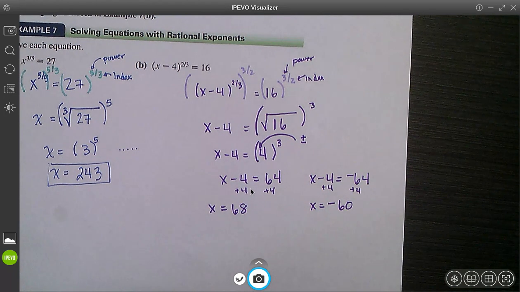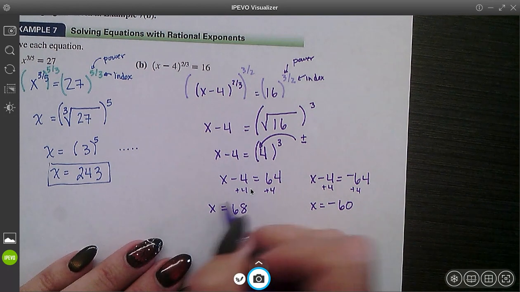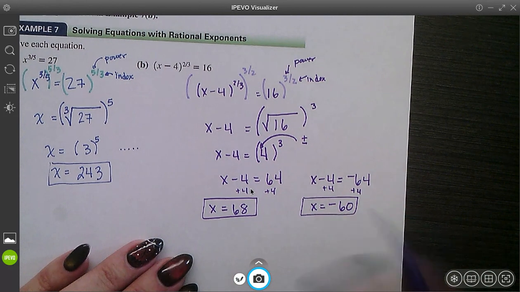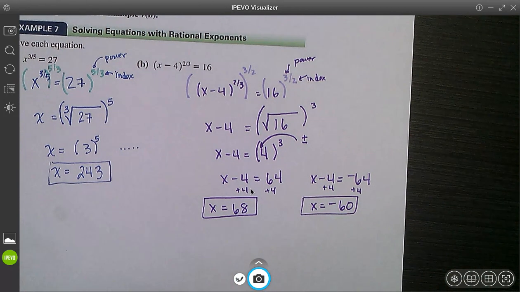I don't see a reason why we should have to check this because we didn't raise it to an even index. So I think we can just call this one good and have our two answers of 68 and negative 60.